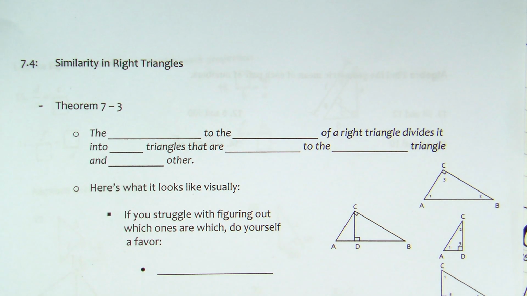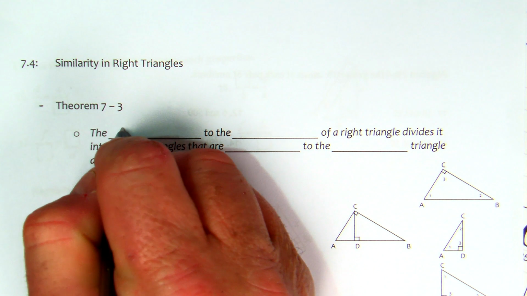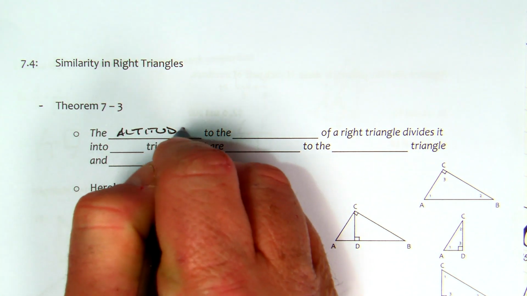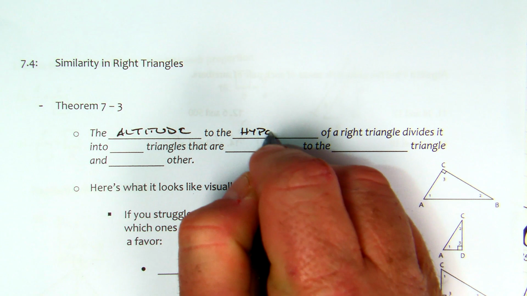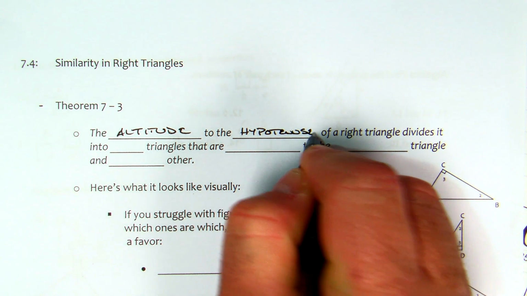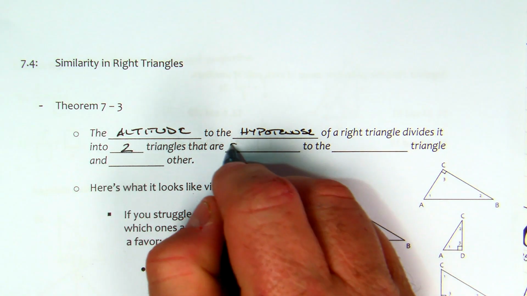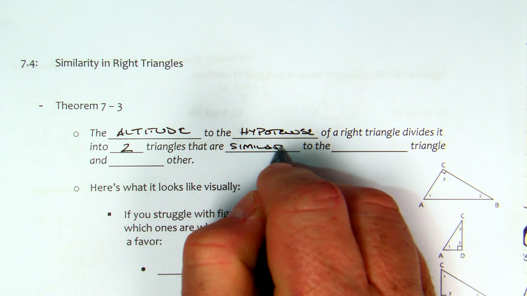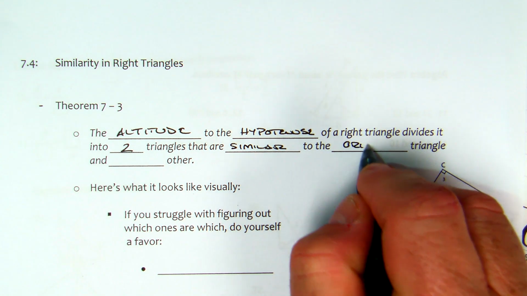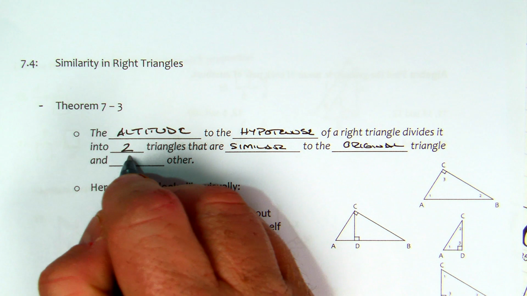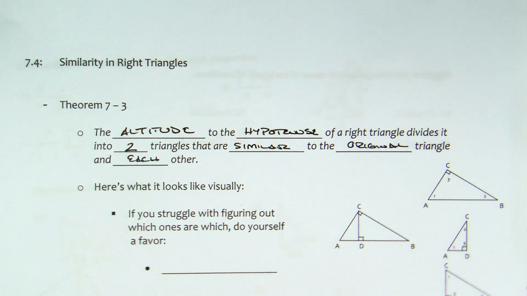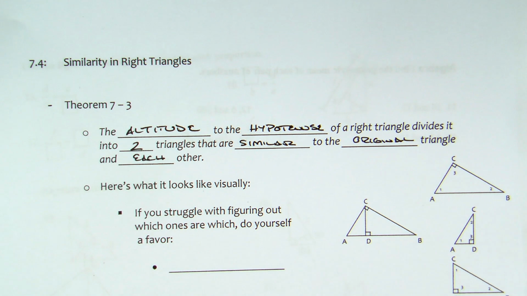So, theorem 7.3: the altitude to the hypotenuse of a right triangle divides it into two triangles that are similar to the original triangle and each other. The altitude to the hypotenuse of a right triangle divides it into two triangles that are similar to the original triangle and each other.